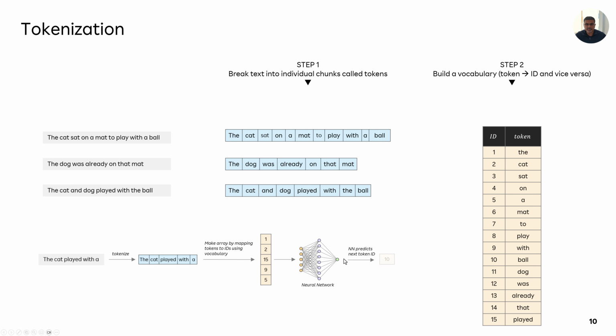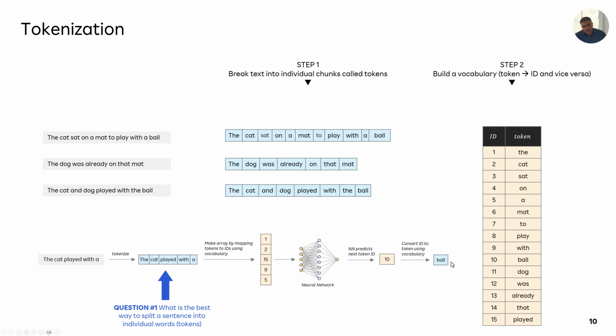Now you feed these numbers to a neural network. The neural network, let's say you're trying to predict the next word. Obviously, we're going to study how you architect this neural network so that you can predict the next word that comes after "the cat played with A". Let's say the neural network is predicting an ID 10, and then you look back at your vocabulary and say, what is the token corresponding to 10? And you'll say ball. It's okay, I'm going to emit ball.